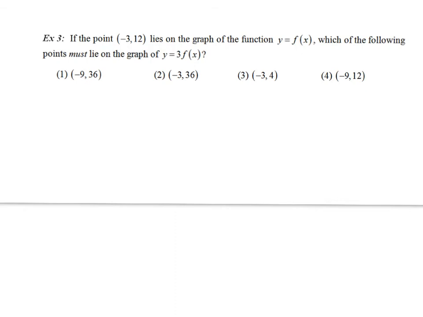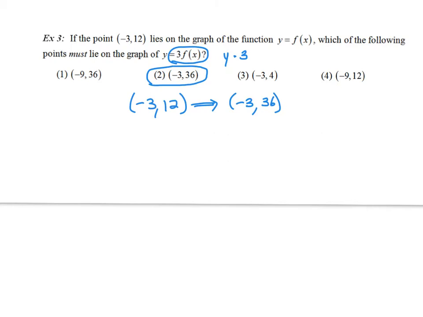In exercise number 3, we have just a random point on our graph, -3, 12. It lies on a function f of x, and we want to know what would happen to this point if we take the graph y equals 3f of x. So of course 3f of x means that we are just taking our y value and multiplying by 3. So the point negative 3, 12, when I multiply the y coordinate by 3, will now become the point negative 3, 36. So choice number 2 is our answer because I'm only doing one transformation to that original point.